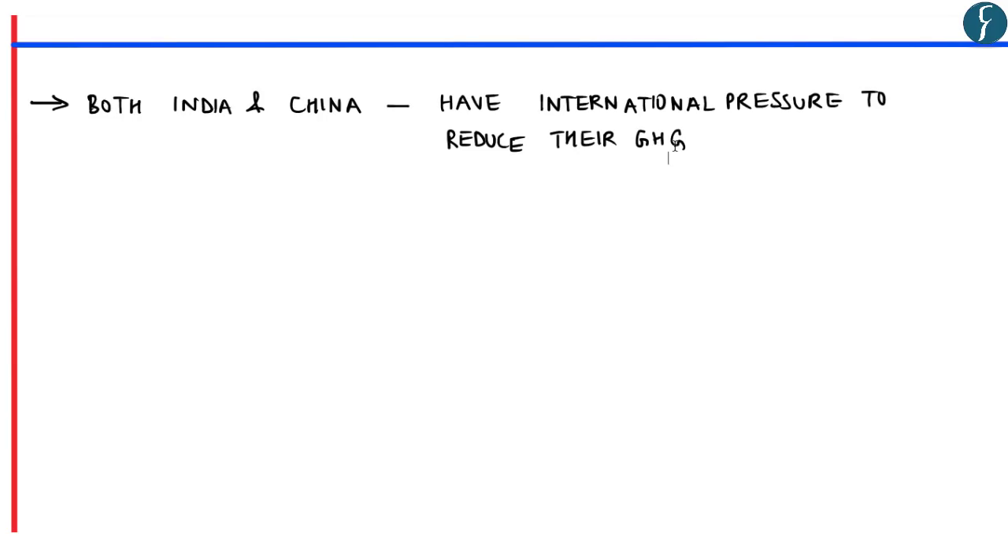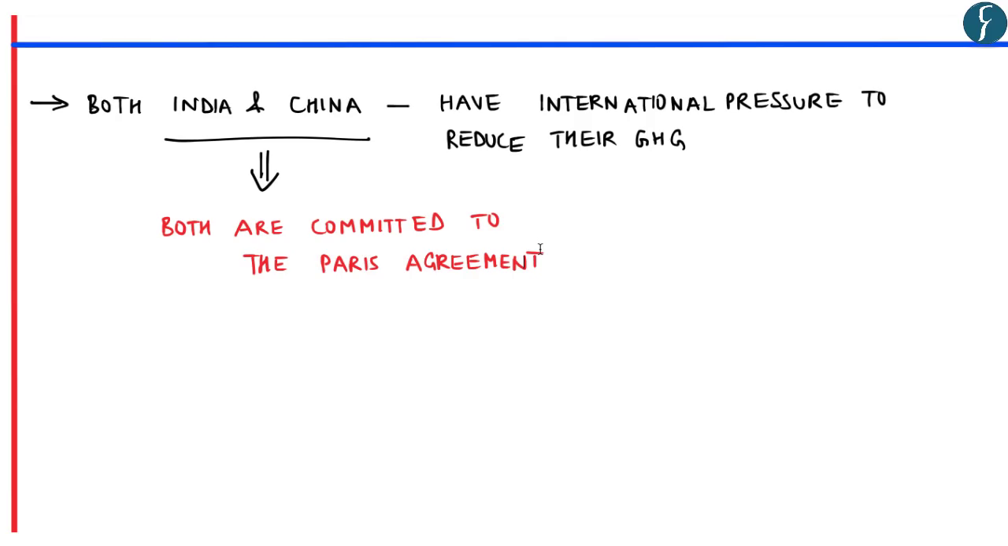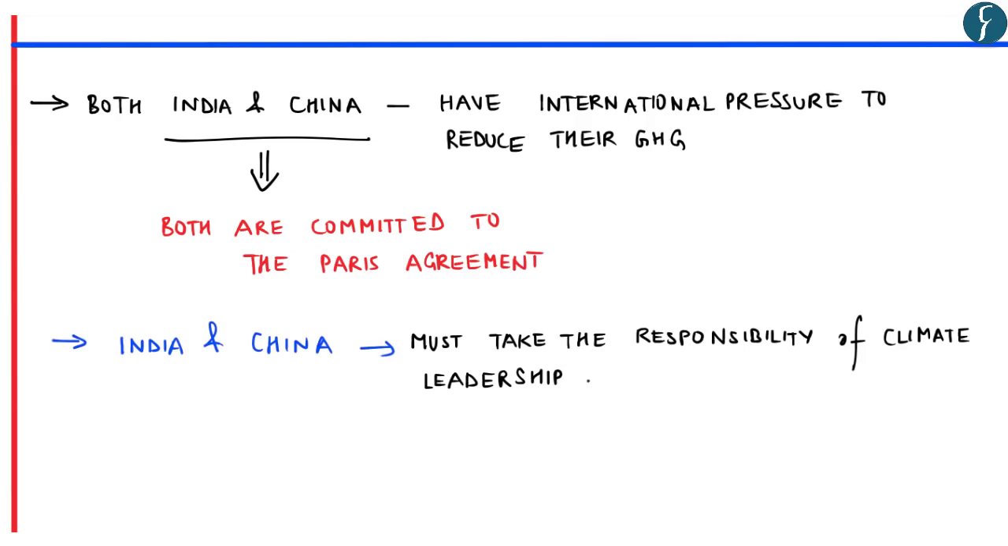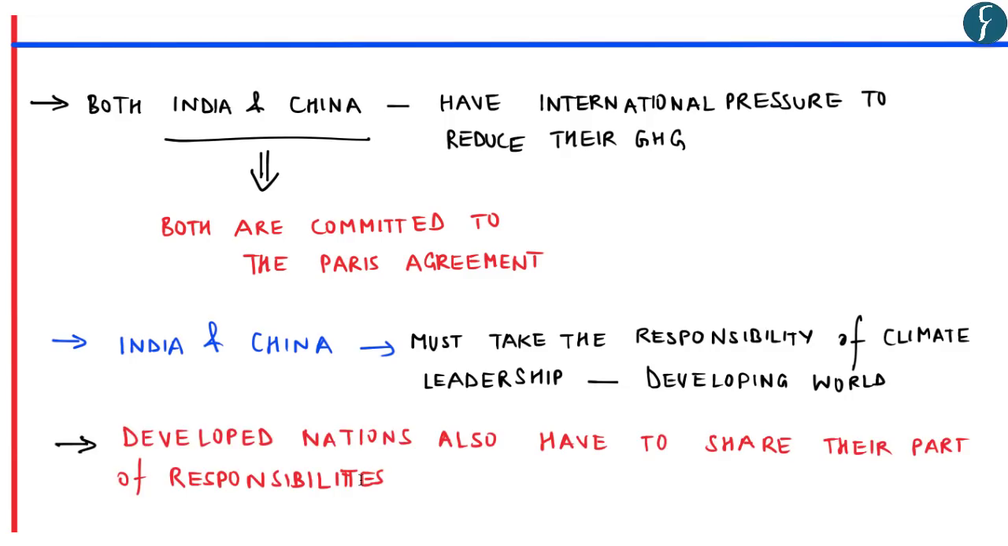The editorial further highlights that in this respect both India and China also have additional pressure to reduce greenhouse gas emissions, as both India and China are committed to the Paris Agreement. Hence, India and China must take the responsibility of climate leadership for the developing world. However, having said that, the developed nations also have to share their part of the responsibility, considering the larger share of greenhouse gas emissions historically by the developed nations.